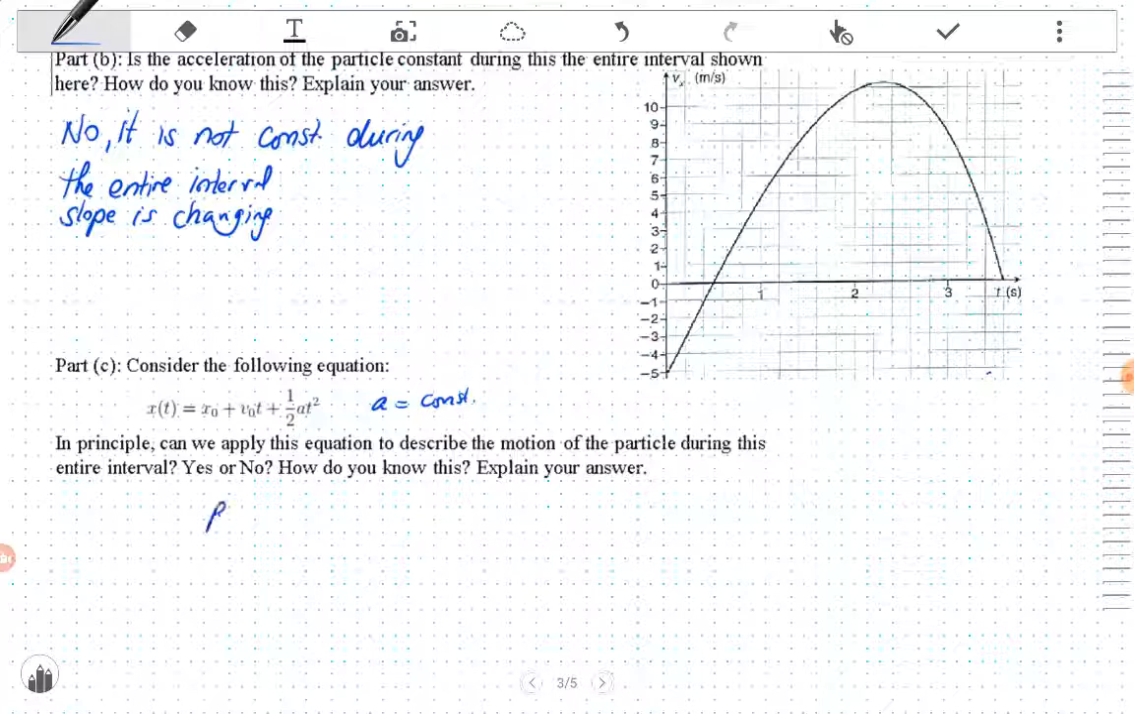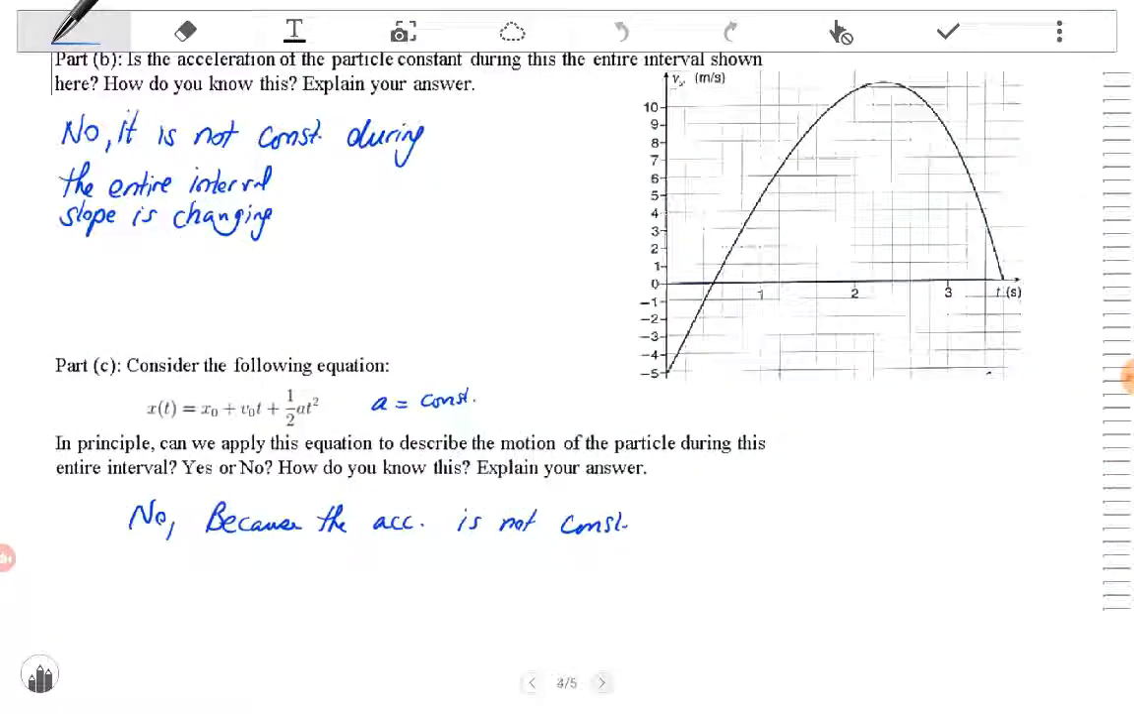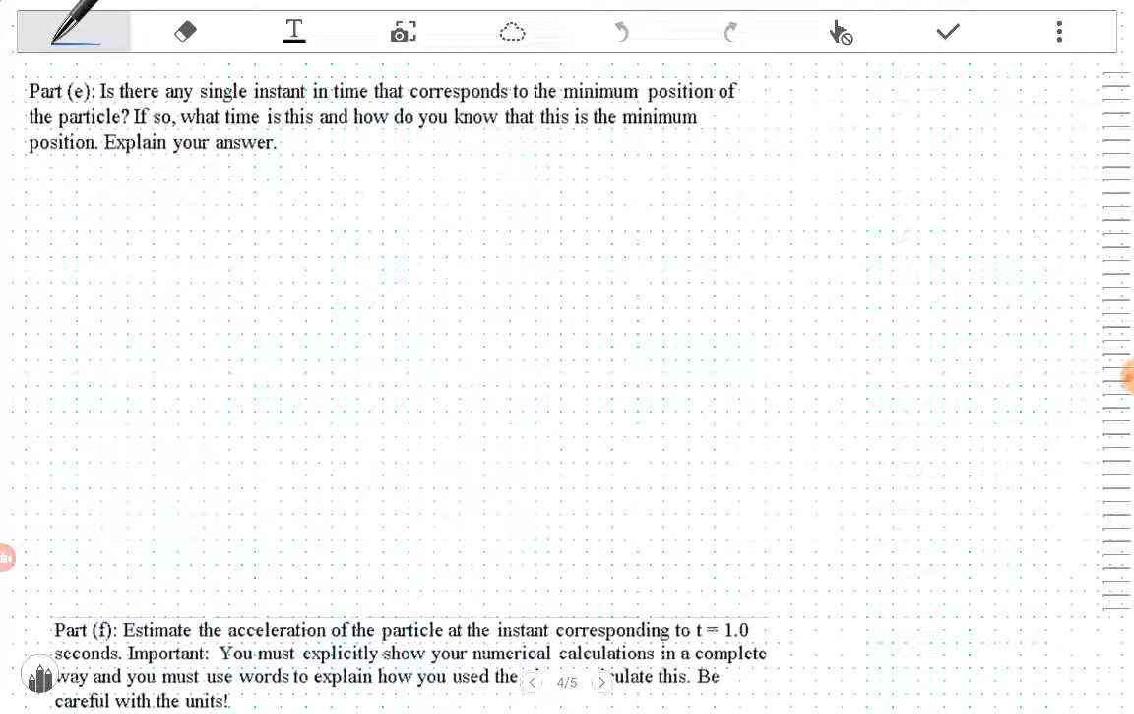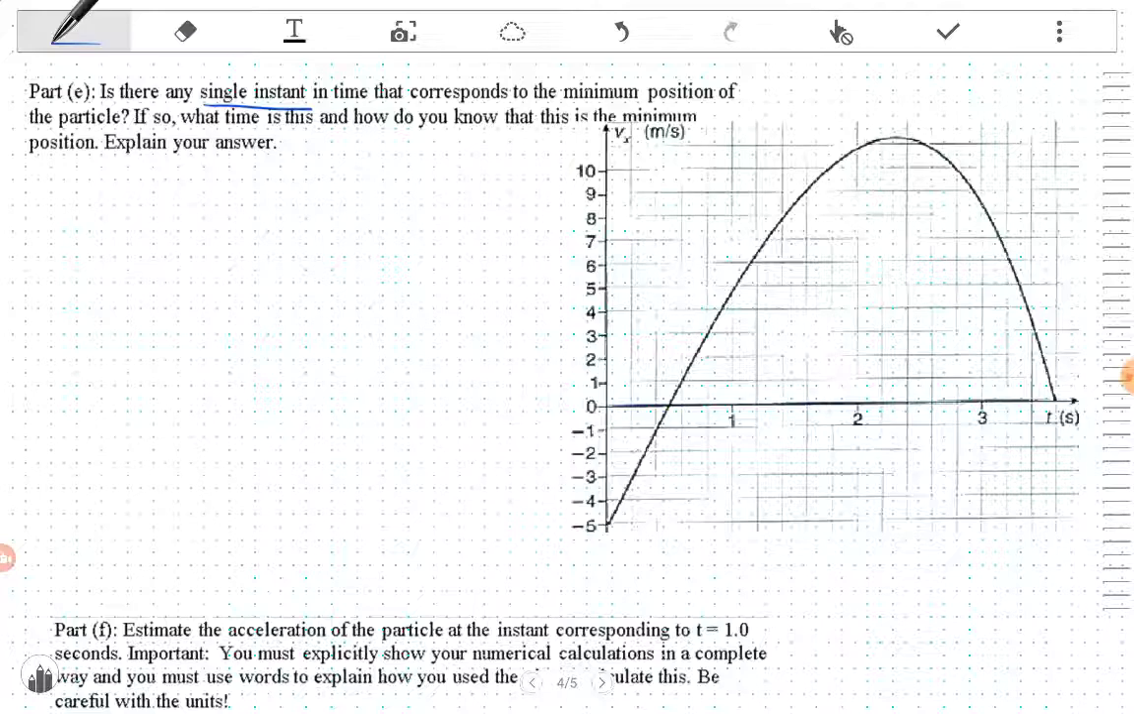Why? Because the acceleration is not constant. Okay, let's move to the next part. Part E: if there is a single instant in time, now it's not talking about an interval, it's talking about a single instant in time that corresponds to minimum position. Well, let's look at the curve.